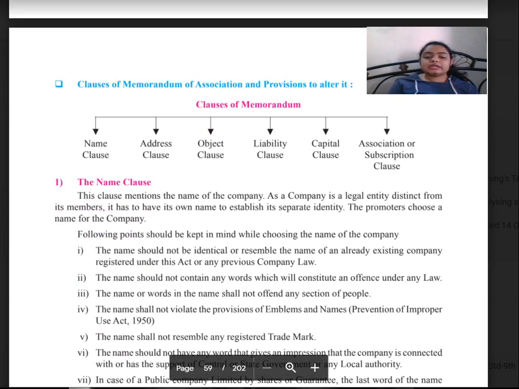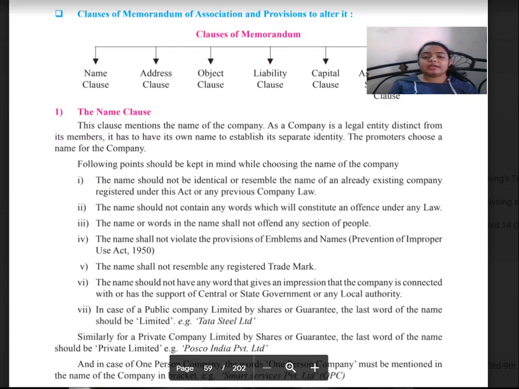So first is the name clause. We shall be studying about the name clause first. The clause mentions the name of the company. As a company is a legal entity distinct from its members, it has to have its own name to establish a separate identity. The promoters choose a name of the company. The following points should be kept in mind while choosing the name of the company. The name should not be identical or resemble the name of an already existing company registered under this Act or any previous company law.